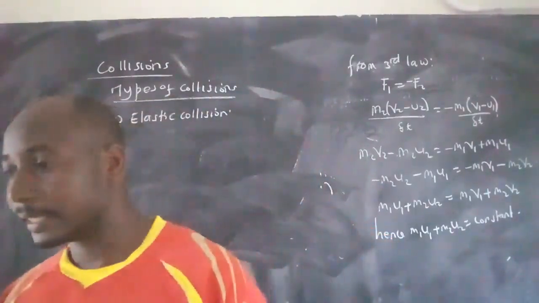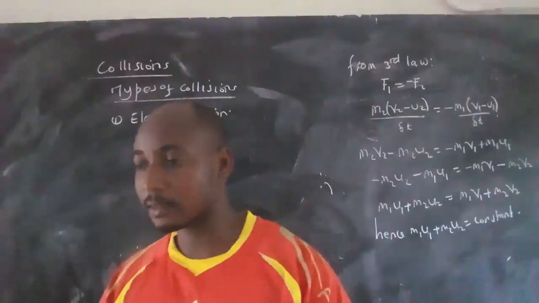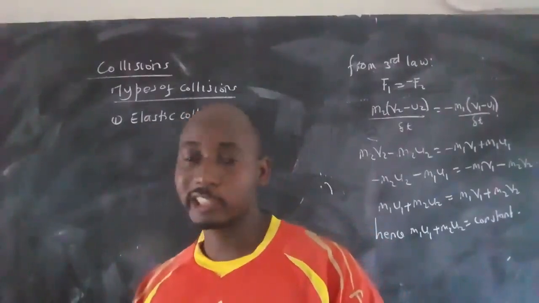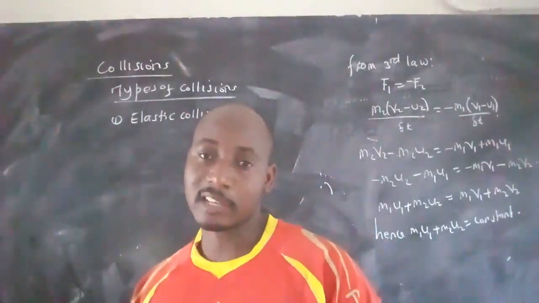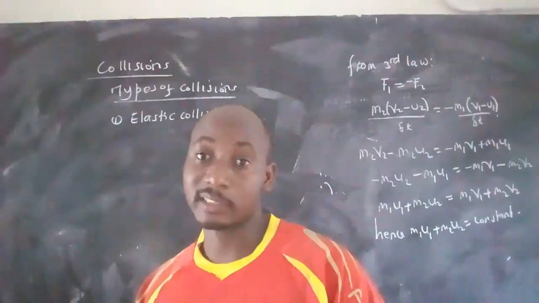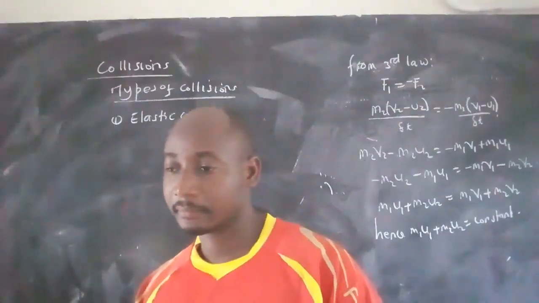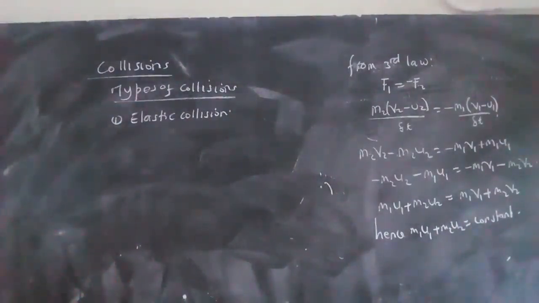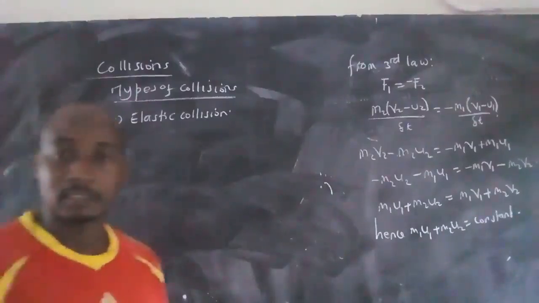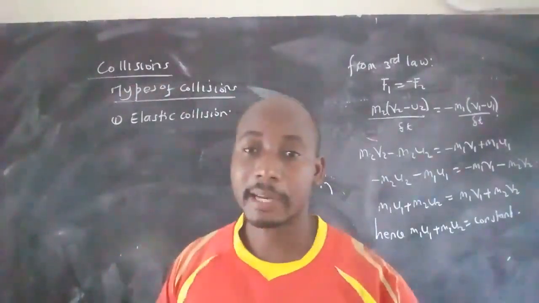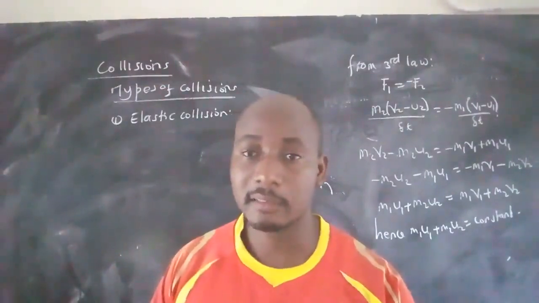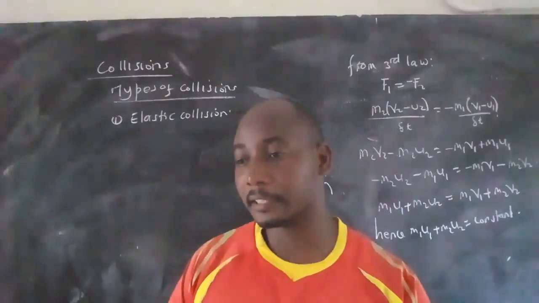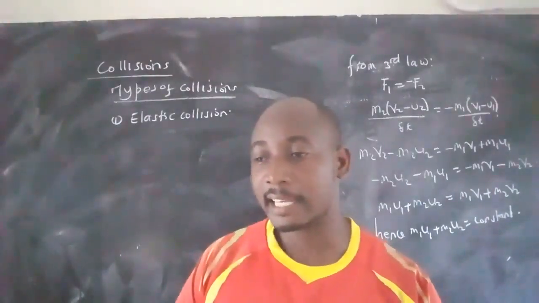Number two, inelastic collision. Inelastic collision is a type of collision in which momentum is conserved but kinetic energy is not conserved. Then we say, in this collision, the bodies separate and move with different velocities. Number three, perfectly inelastic collision.